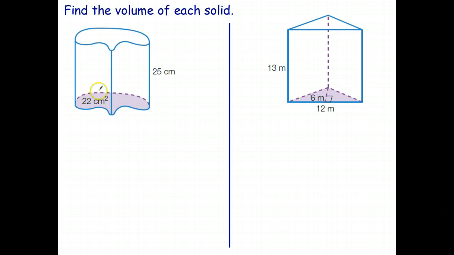So this shape here, again, we got sort of a blob for the base of the prism. The two faces, the two bases, top and bottom, are congruent and parallel, so it is a prism. And we're told the area of the base is 22 square centimeters, and the height, the distance between the two bases, is 25 centimeters. So I just have to write my formula. Volume equals area of the base times the height equals 22 by 25. Just for a bit of practice, let's use our calculator on that one.